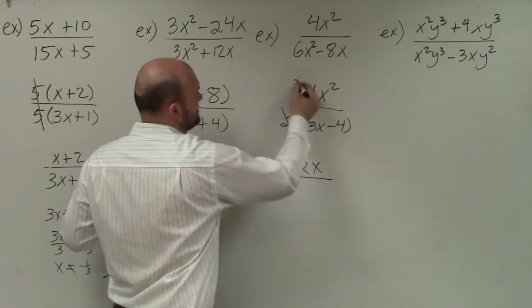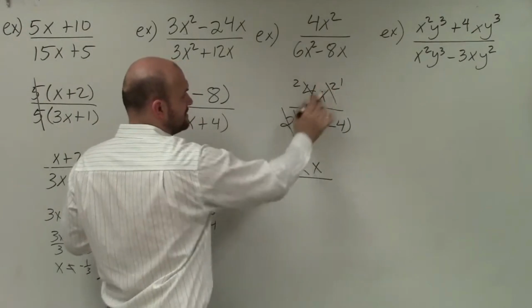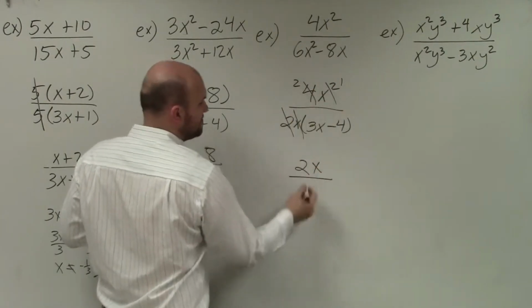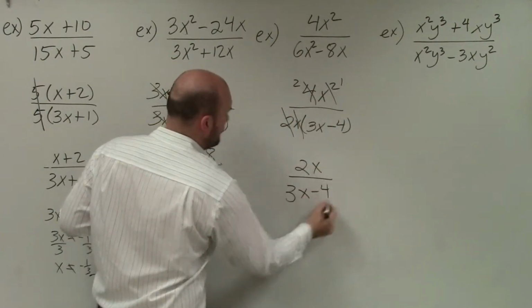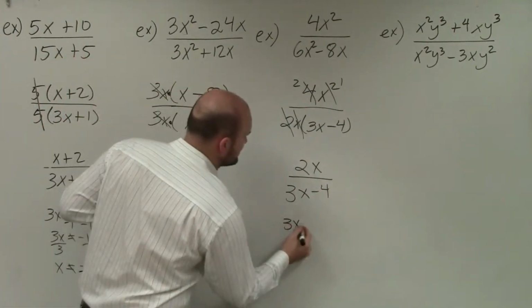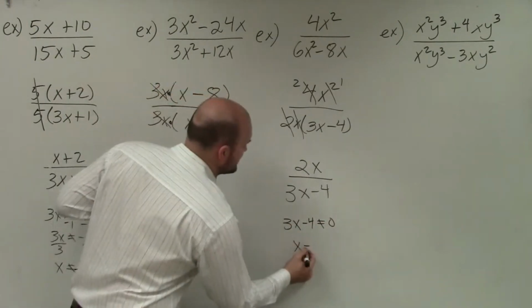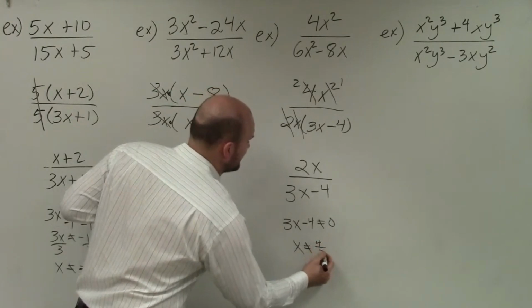So that divides to 2. And those divide to x to the first power. So I'm left with the 2x to the first. And then in my denominator, I have 3x minus 4. By again using my constraints, I'm going to do this a little bit faster. We know that 3x minus 4 cannot equal 0. So by solving for x, I say x cannot equal a positive 4/3.